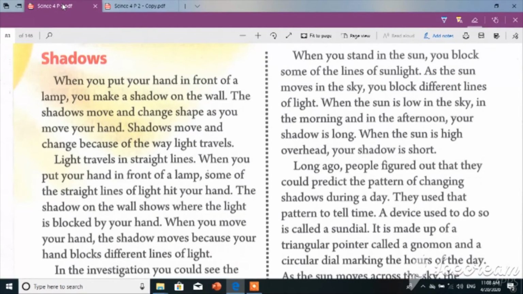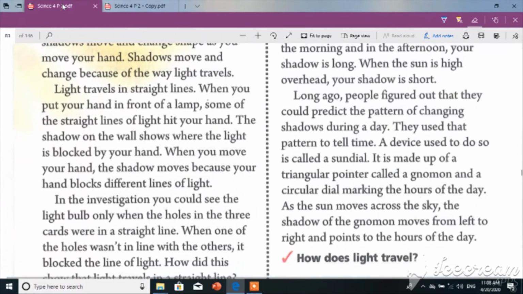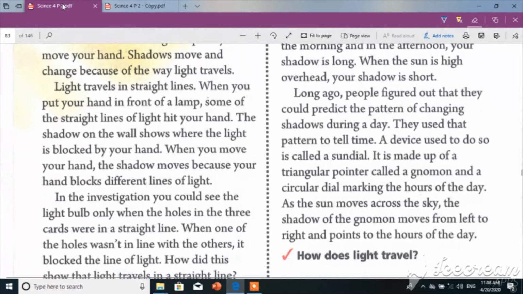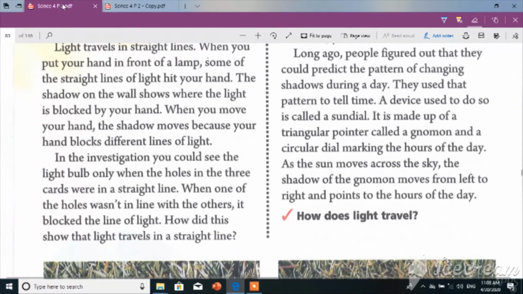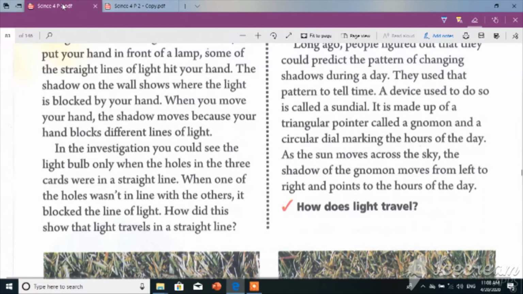In the investigation, you could see the light bulb only when the holes in the 3 cards were in a straight line. When one of the holes wasn't in line with the other, it blocked the line of light. How did this show that light travels in a straight line?